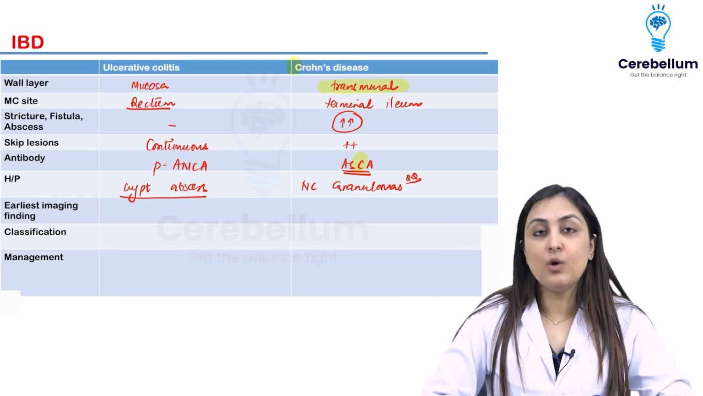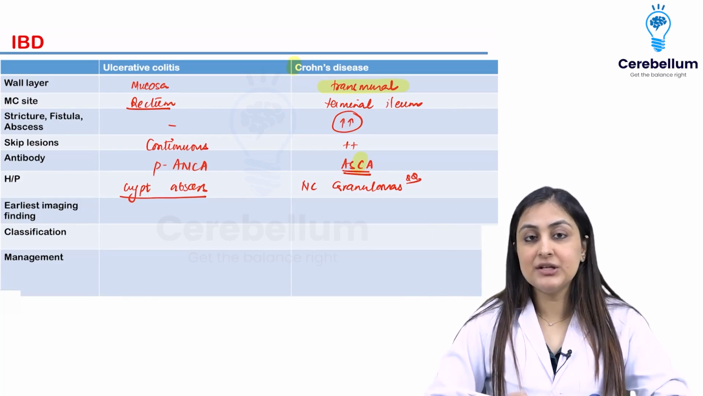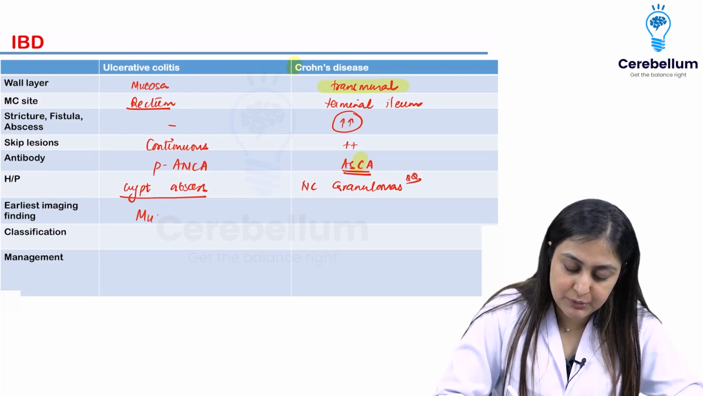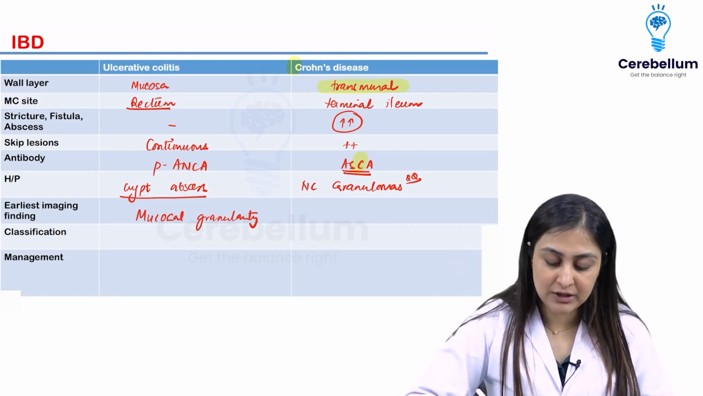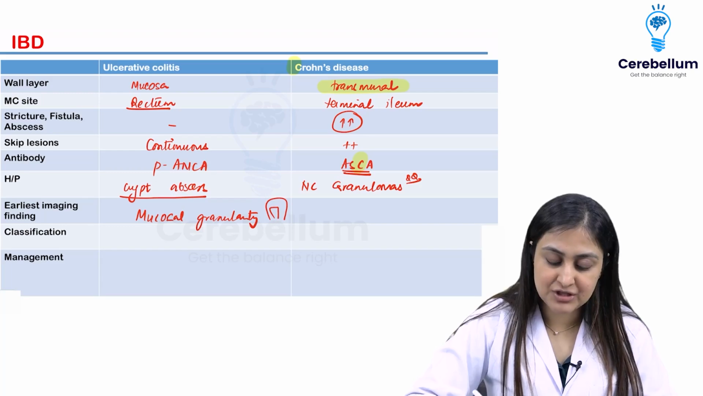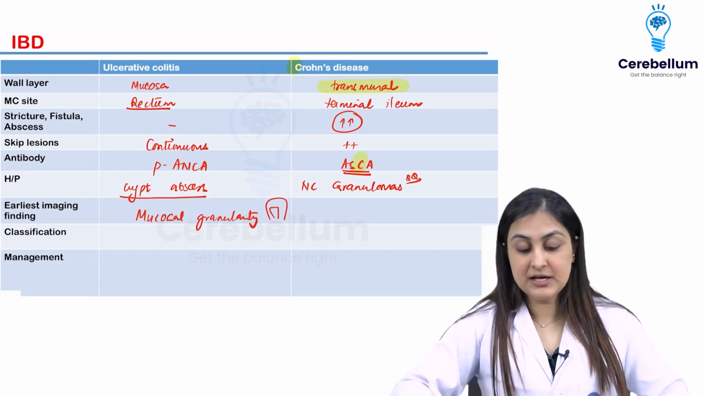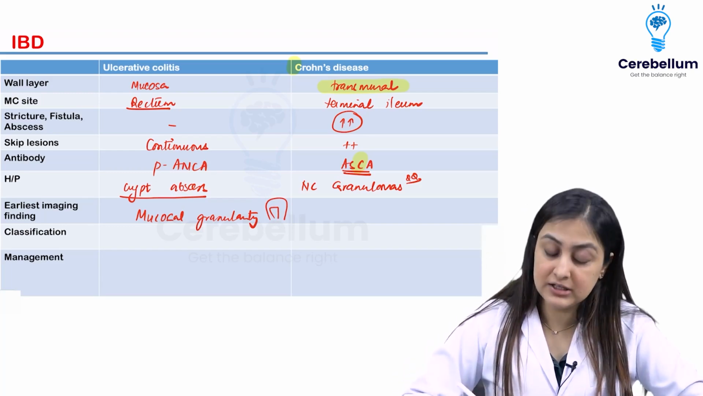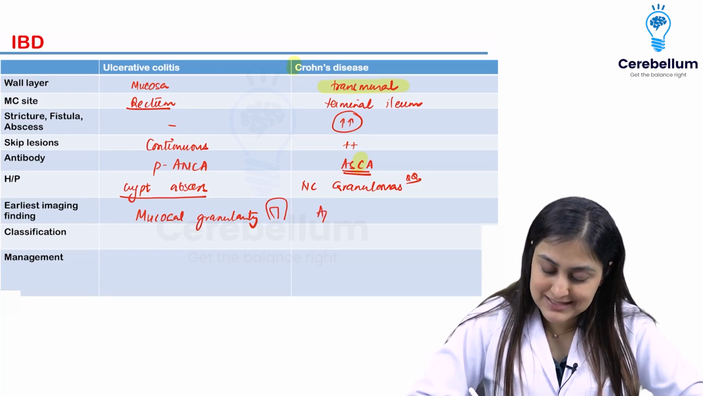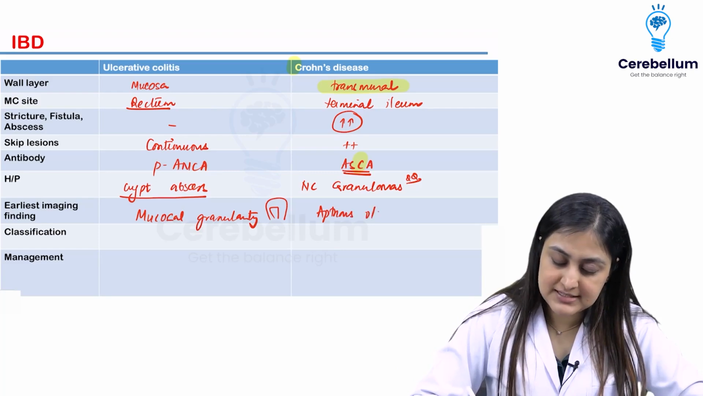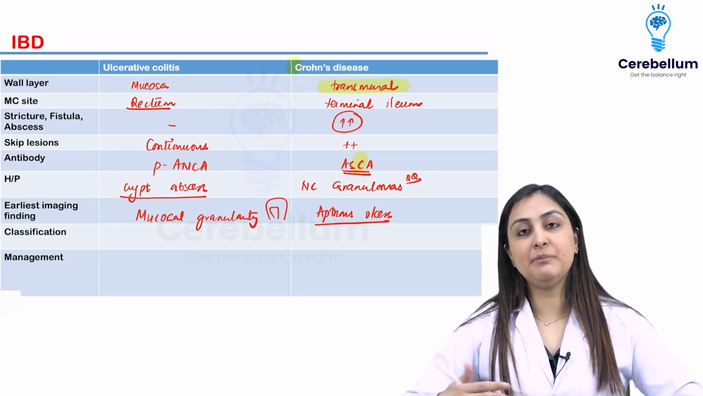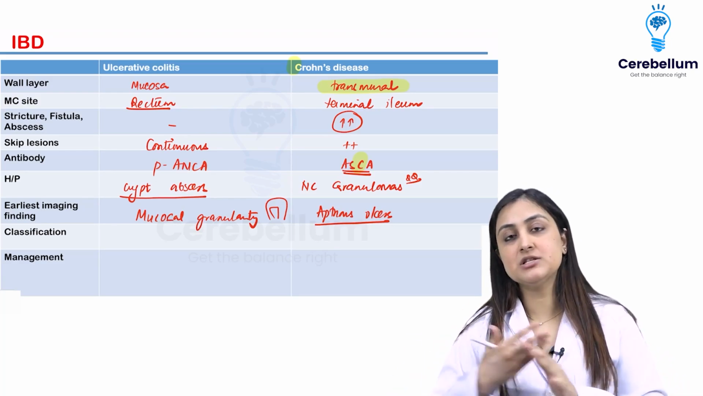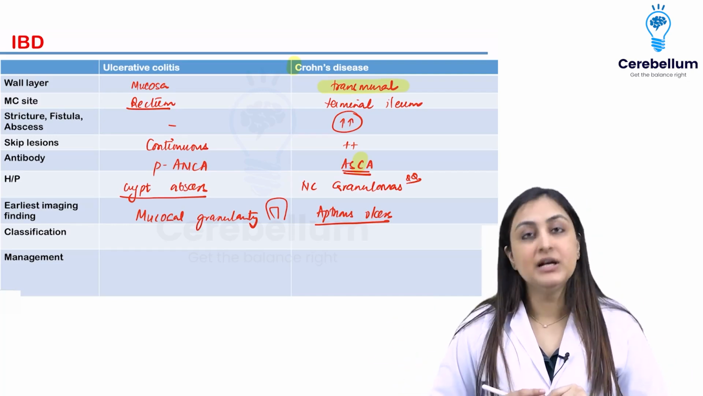Imaging finding wise, on the barium images which were traditionally done, UC shows you mucosal granularity as the earliest finding, and eventually you are going to see that all of the haustra are gone and you have this ahaustral lead pipe-like appearance. On the other hand, in Crohn's disease, the earliest imaging finding is what is known as aphthous ulcers. You're going to start seeing these aphthous ulcers early on. Eventually, what's going to happen? They are going to merge with serpentine ulcers and form this cobblestoning appearance.